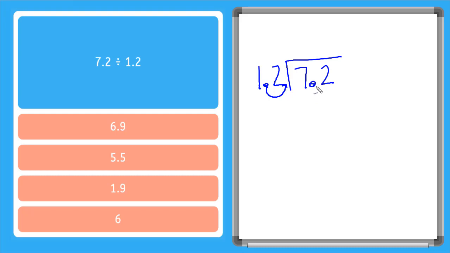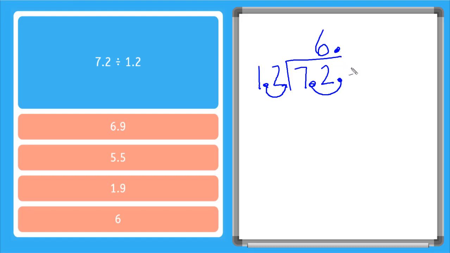But we have to do the same thing for our dividend. So we take our point and we're moving it over one because that's what we did over here. And I'm going to take this decimal point and put it right up here. And that's my placeholder. So I know that my answer is going to have a decimal point when I'm dividing into the 72. So now it says 12 goes into 72 how many times? Now if you know your fact families for 12, you know that 12 times 6 is 72.